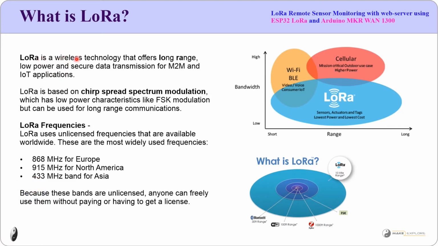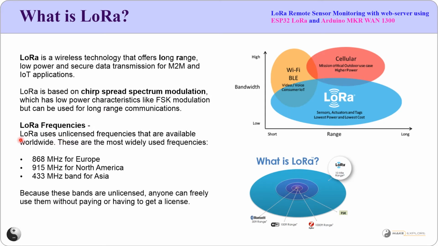LoRa is a wireless technology that offers long range, low power and secure data transmission for M2M, machine to machine, and IoT applications. As we saw earlier, it is based on chirp spread spectrum modulation, which has low power characteristics like FSK, frequency shift keying, modulation, but it can be used for long range communications.